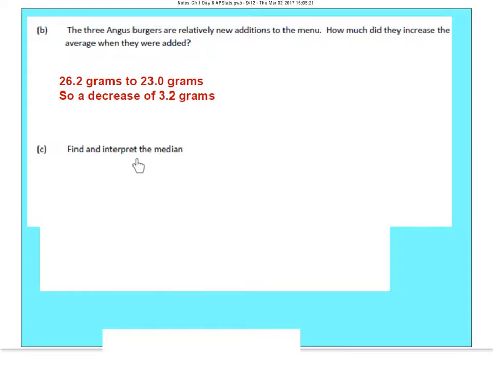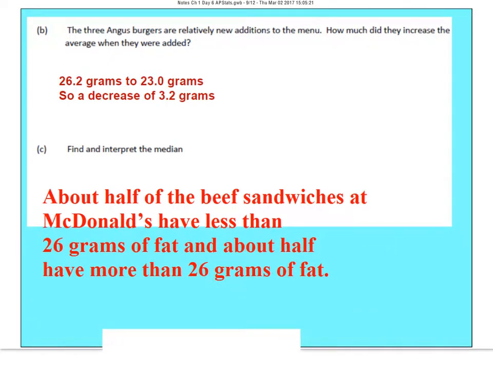Part C, find and interpret the median. If you go back to the calculator output for this, what you're going to find is that the median came in at 26 grams of fat. You want to be able to define that though. What does it mean? It means this. About half of the beef sandwiches at McDonald's have less than 26 grams of fat, and about half have more than 26 grams of fat.